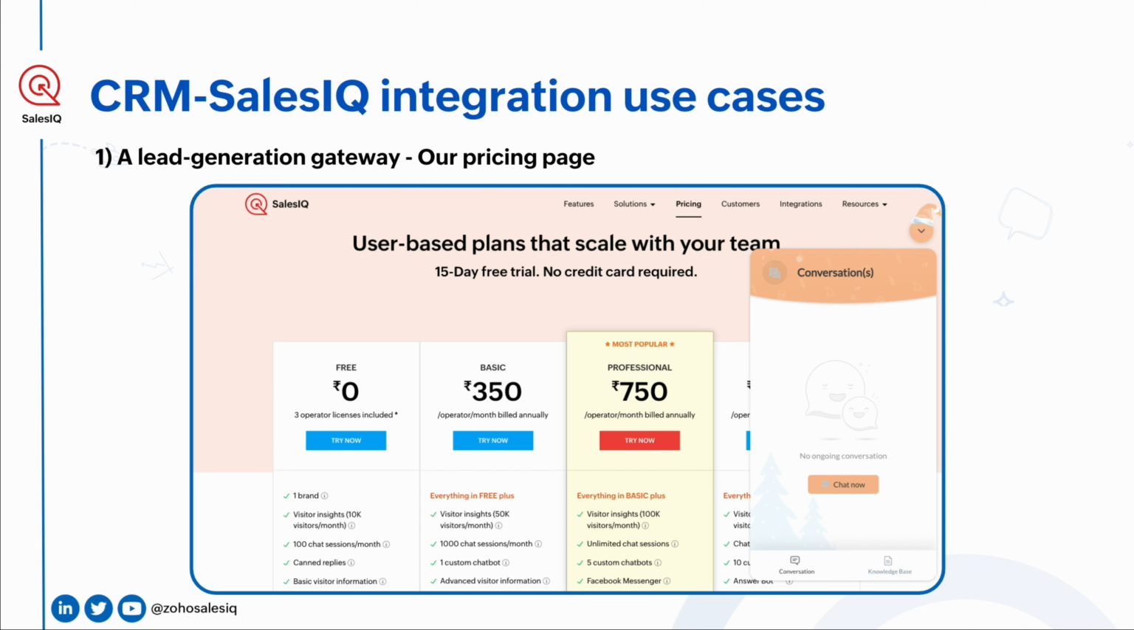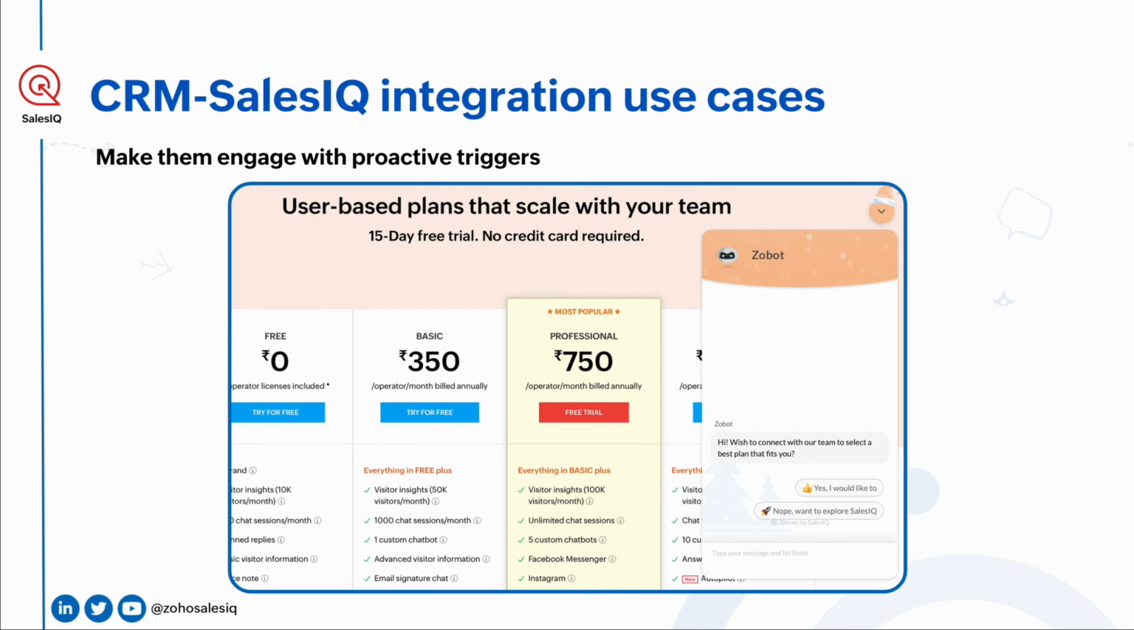Now you might think, okay, got it. The chat widget acts as a lead gen. But what if the visitors don't initiate the conversation? That's where the proactive chat trigger comes into play. You can set up SalesIQ to proactively trigger a message like this in our pricing page that would break the ice and instigate visitors to interact with you.